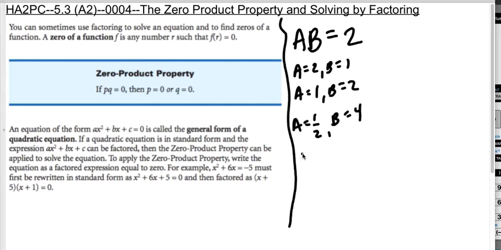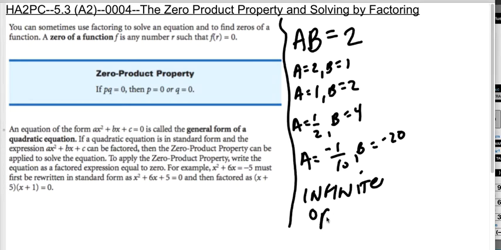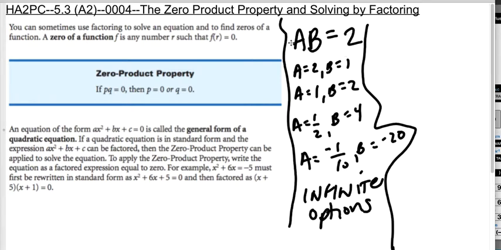Or what if I started throwing in negative numbers? What if A was -1/10 and B was -20? So there are infinite possibilities, infinite options. And that's true anytime you multiply A times B and get a number that is non-zero. But 0 is special. The only way to multiply and get 0 is if one of the numbers is 0.